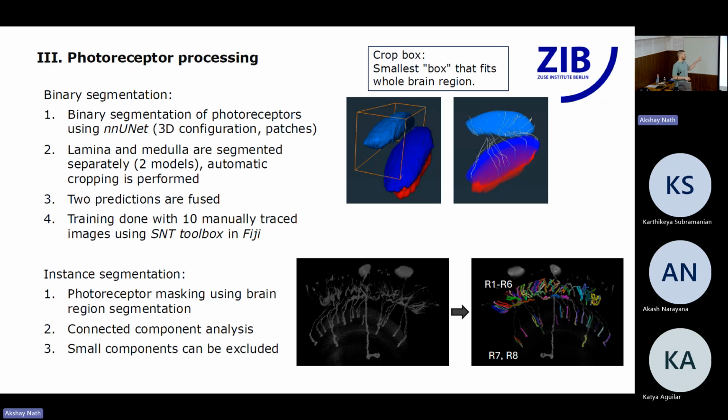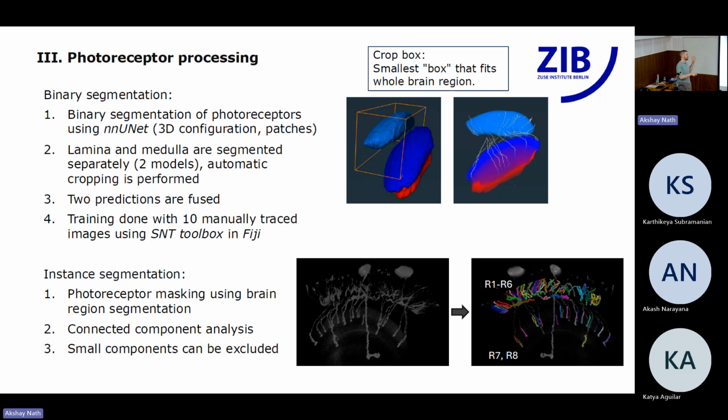The training for this was done by manually tracing 10 images in Fiji. And then we have to get the instance segmentation. So how do we do that? If we take a look at this image, we see these long axons, cables coming through, and these are not of our interest. What is of our interest is the terminals of these photoreceptors, which are located inside of the brain regions.